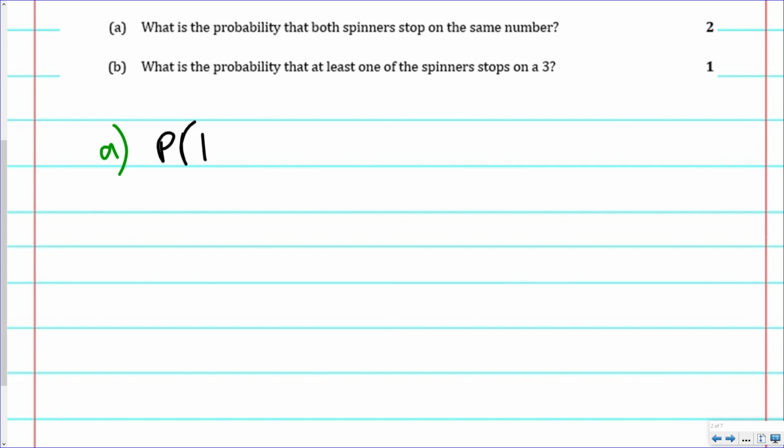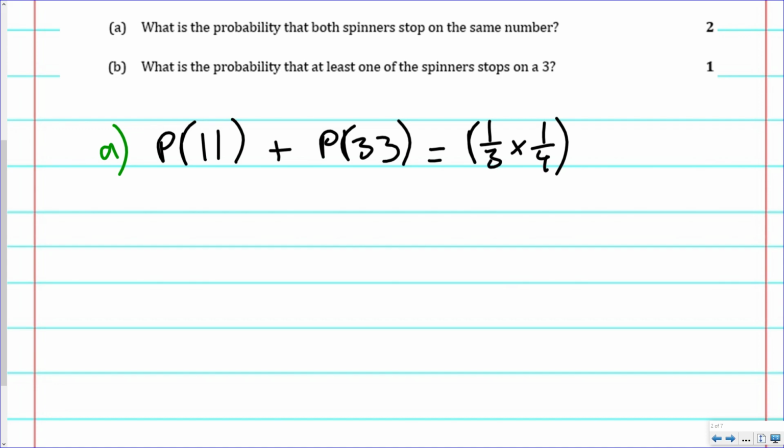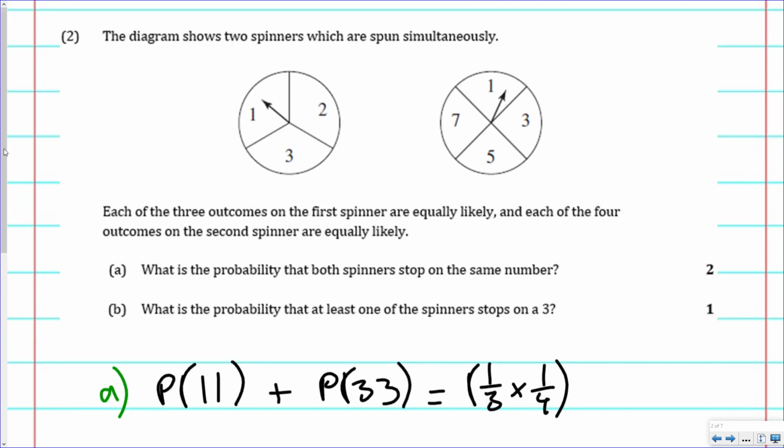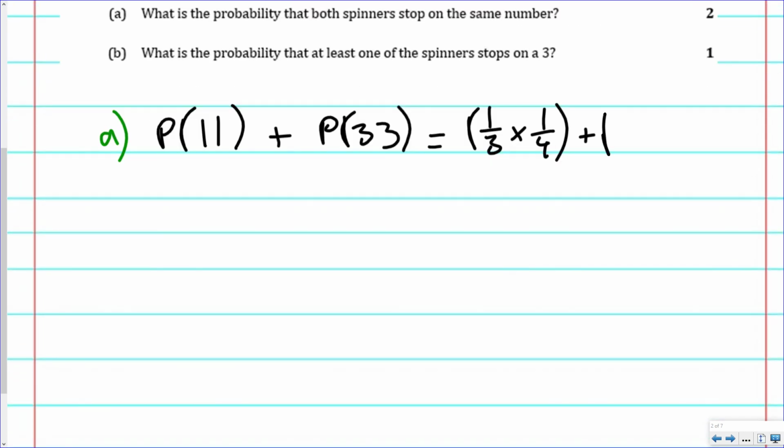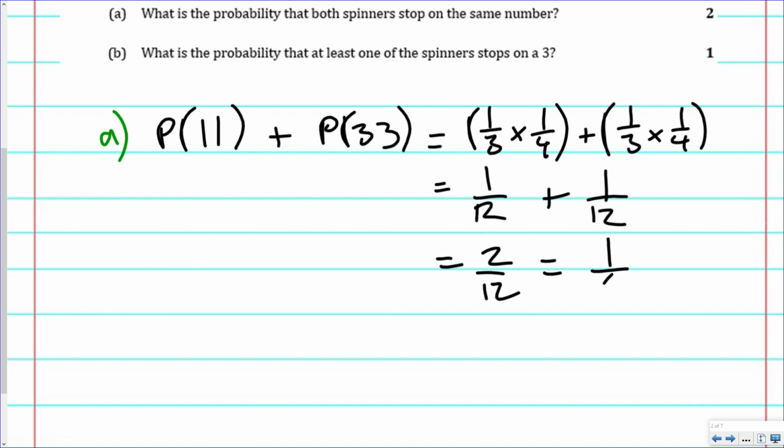Basically, we find the probability of 1, 1 or the probability of 3, 3. So I shouldn't write or, I should write plus. So the probability of 1, 1 is going to be 1 over 3 times 1 over 4, because if we look back at the spinners, it's a 1 in 3 chance that it'll be a 1, and a 1 in 4 chance that it'll be a 1 on the other. And the probability of 3, 3 will be the exact same, 1 over 3 times 1 over 4. So that will give me 1 over 12 plus 1 over 12, which gives me 2 over 12, which also gives me 1 over 6, if you want to write it that way.